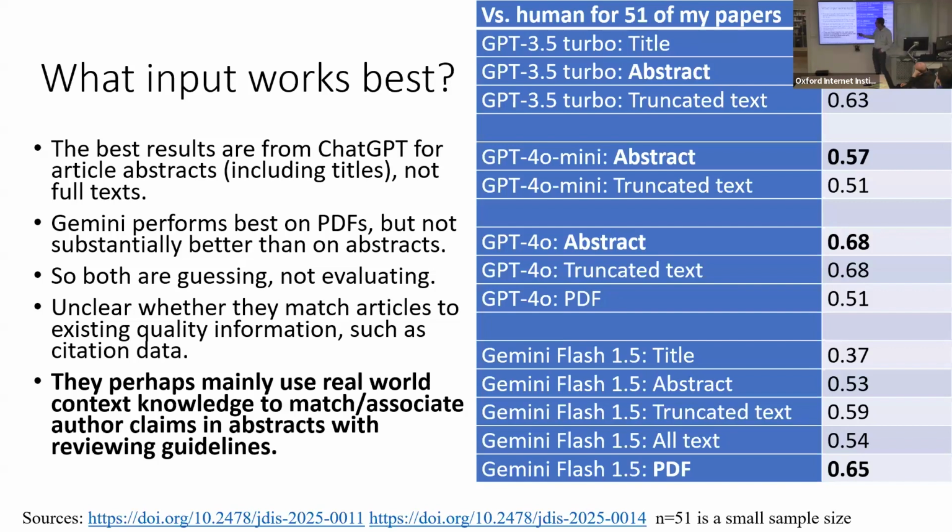So it seems to use real world knowledge and context to associate the claims from the author in the abstracts with the reviewing guidelines. So it's associating the claims the author makes in the abstract with the guidelines for reviewers. Yeah, and Gemini Flash works as well, although it seems to work better for longer documents than GPT.